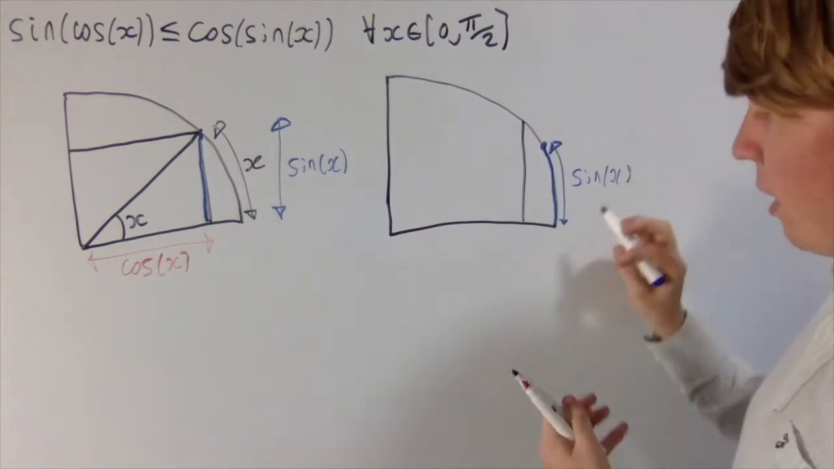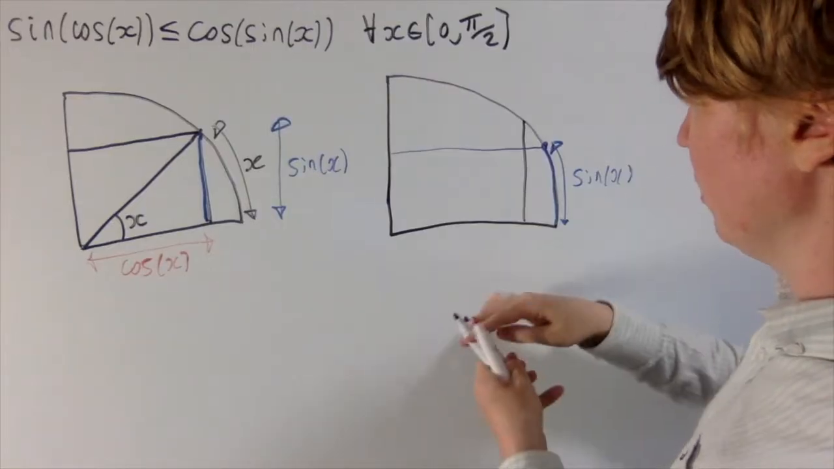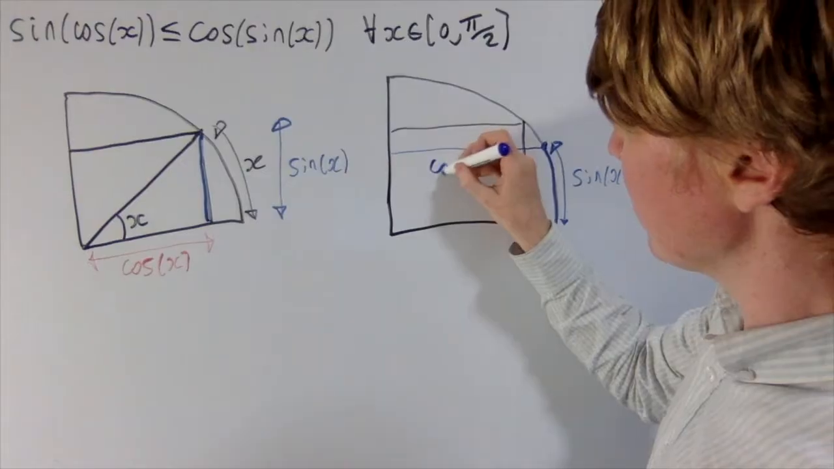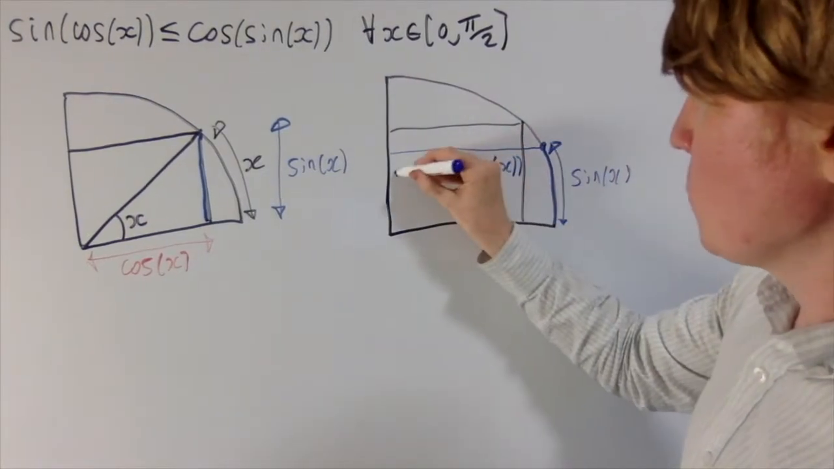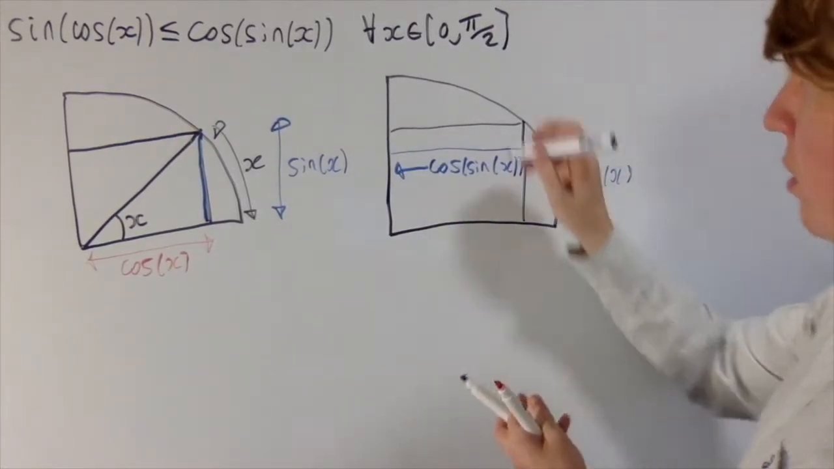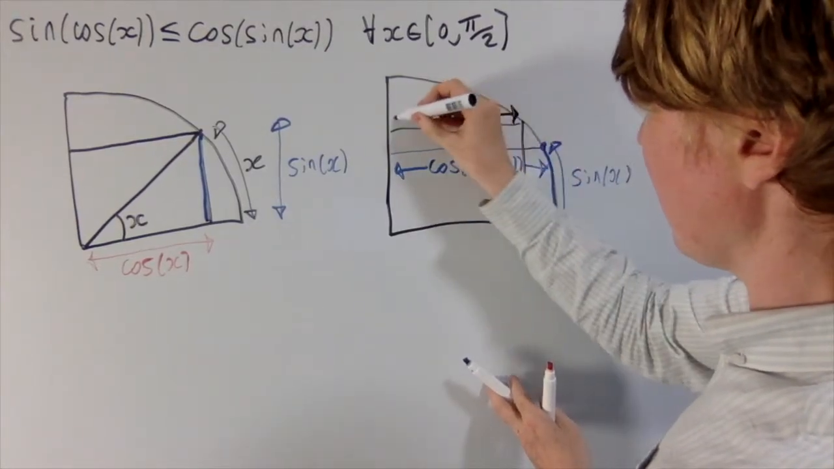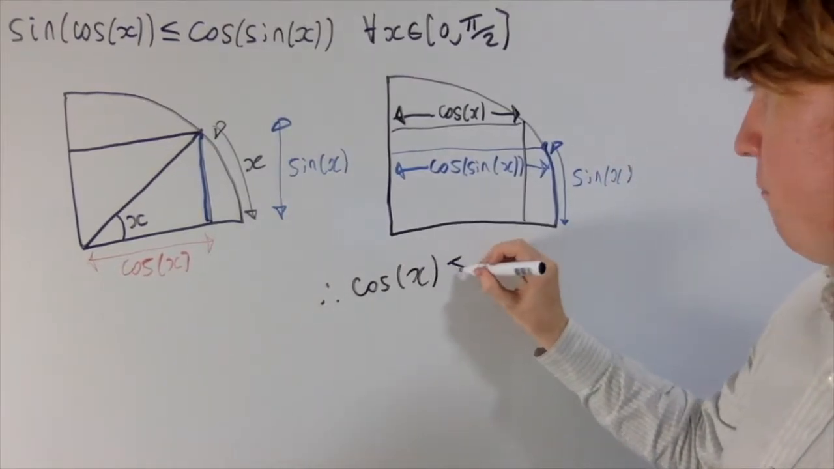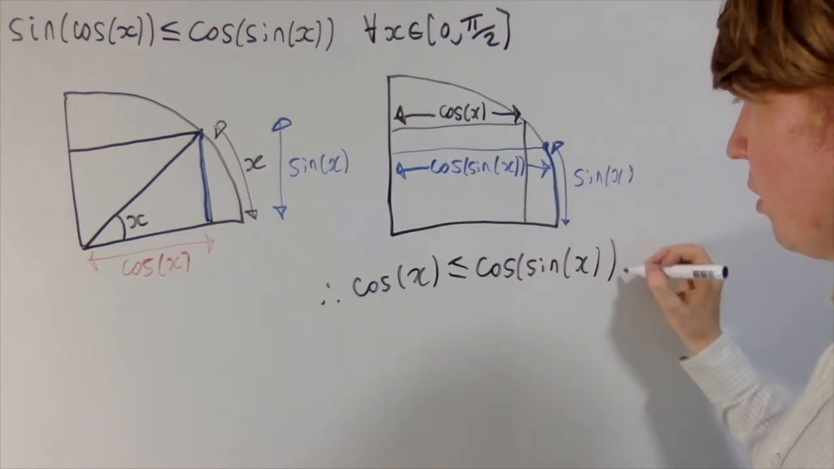Sine of x is over here. And then it's really clear on this picture, next to cos of x, that cos of sine of x is the width of this big blue line here. So you can already see that cos of sine of x is greater than or equal to cos of x, which was just this width here. So we've already shown that cos of x is less than or equal to cos of sine of x using a sort of proof by picture.